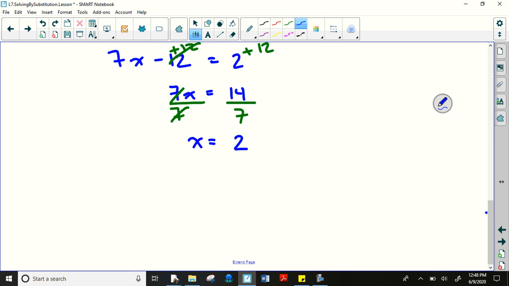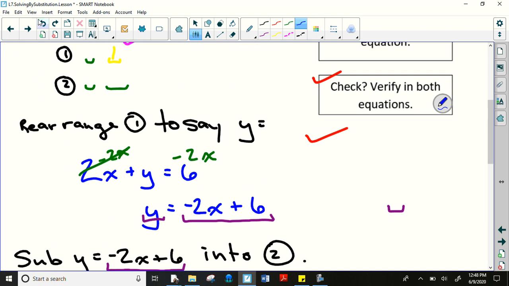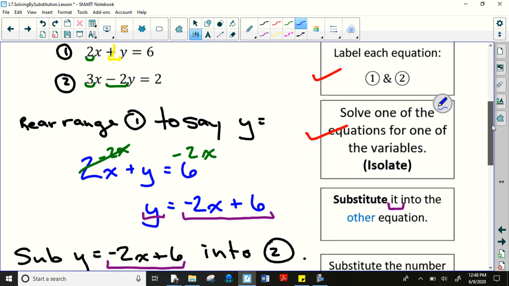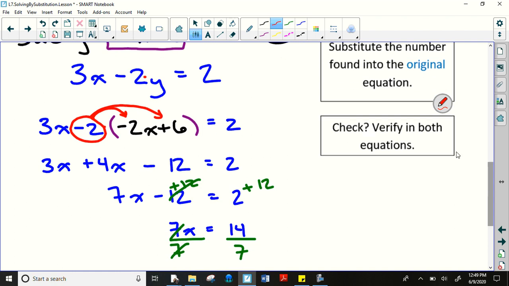So let's go back here. We substituted into the other equation. Yes, we did that. Now we substitute the number found into the original equation.